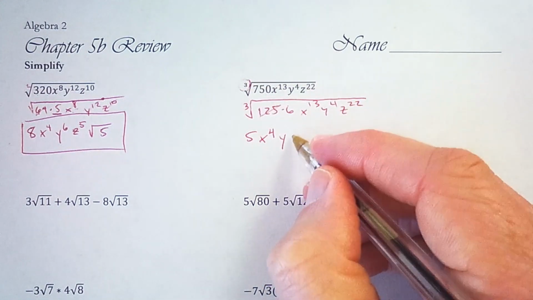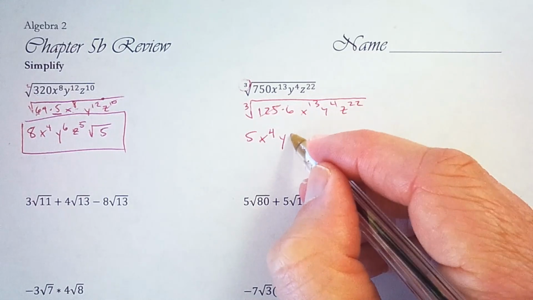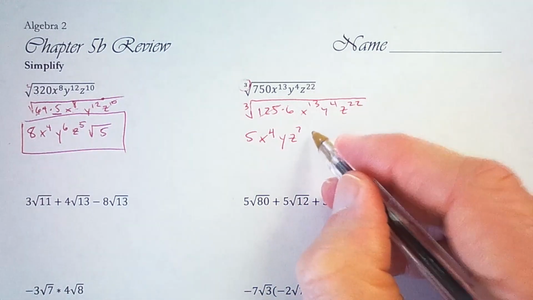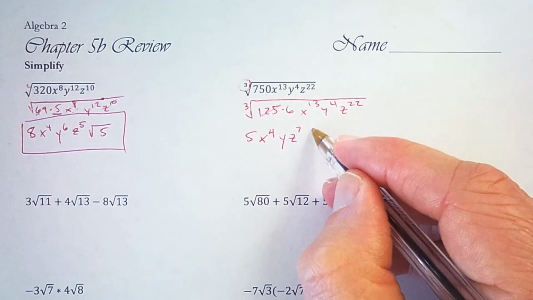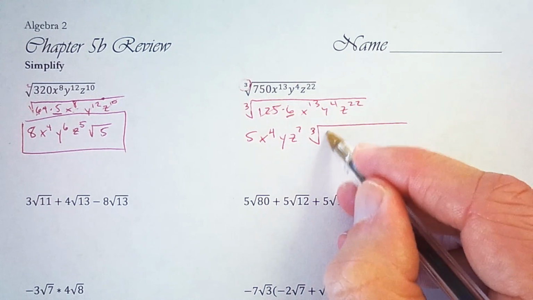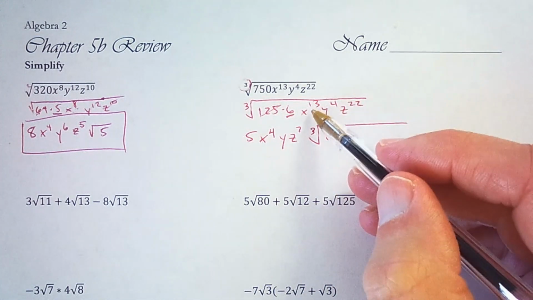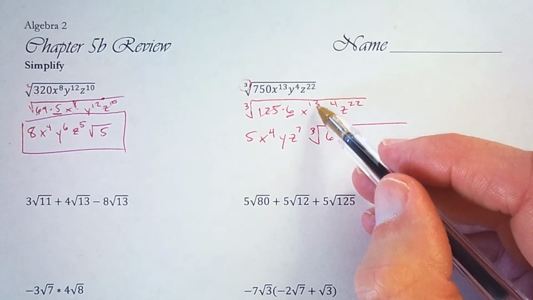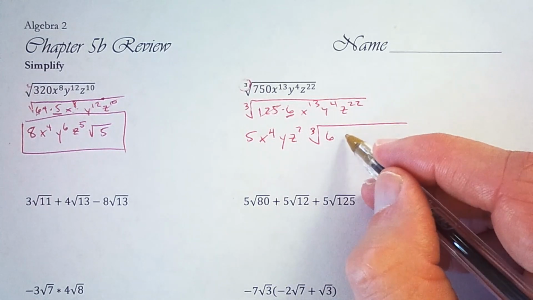7 times 3 is 21. So that would be z to the 7th. I can take 7 groups of 3 out of 22. But I've got some leftovers this time. So the cubed root of that 6 is left over. When I took 4 groups of 3 out of 13, I really only took out 12. So that leaves me with 1 left over.